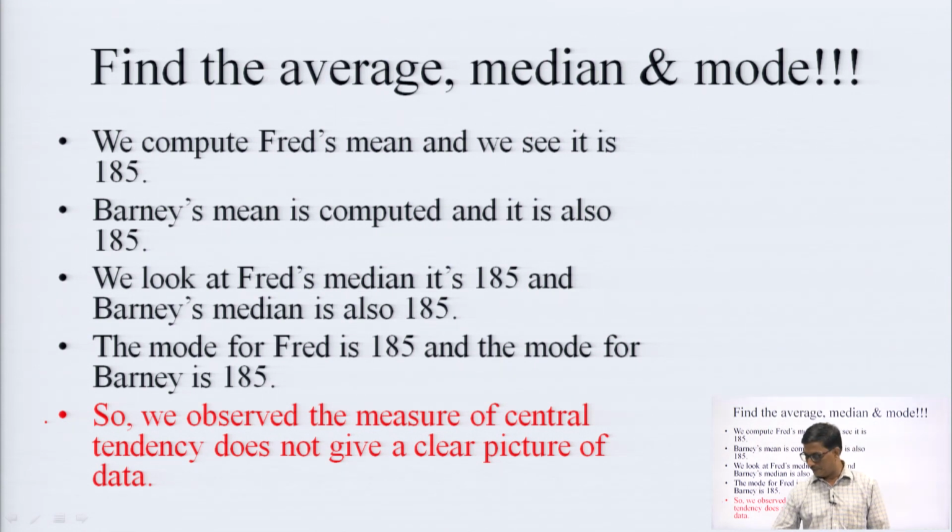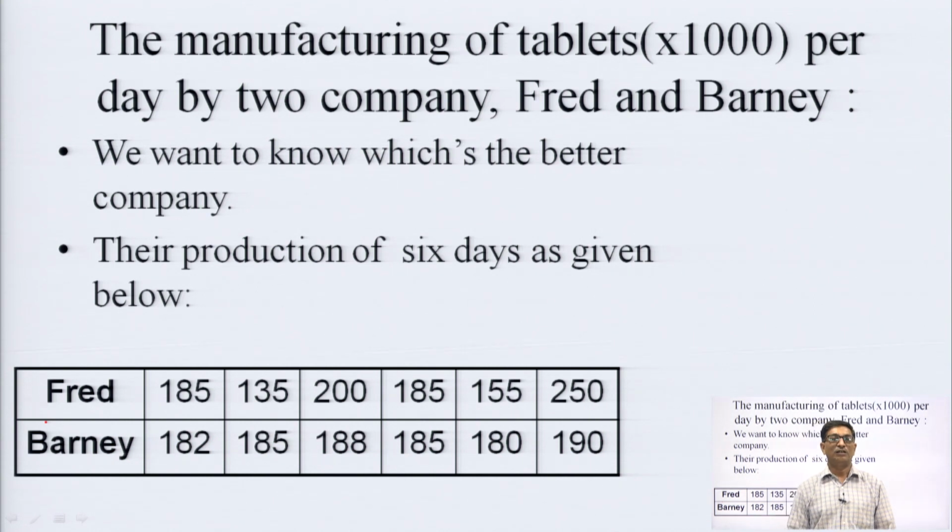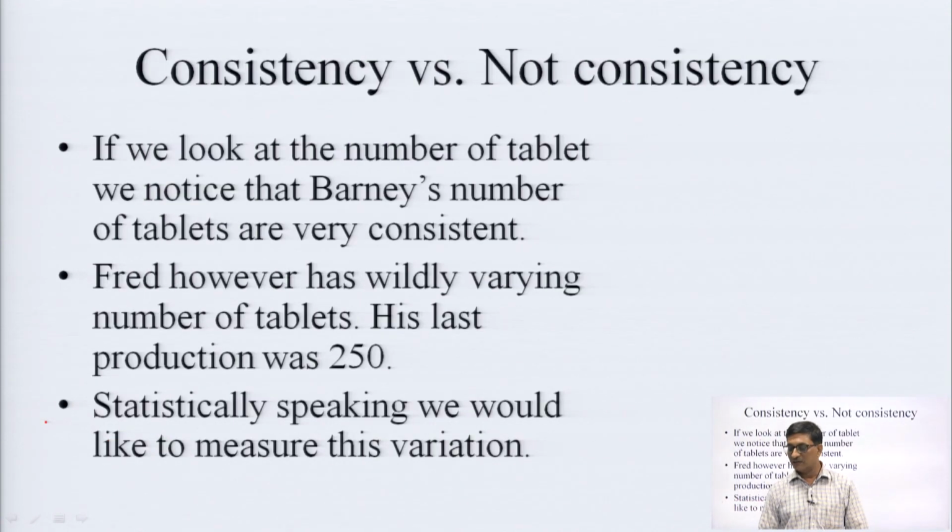If you see this table, there is a difference between the production per day in the two companies, but if we see the mean, median and mode of this data, they are the same. So, we see here that the measures of central tendency do not give a clear picture of the data, or you can say mean, median and mode cannot define the data fully. So, there is a need for another measure, which is dispersion. I explain it first.